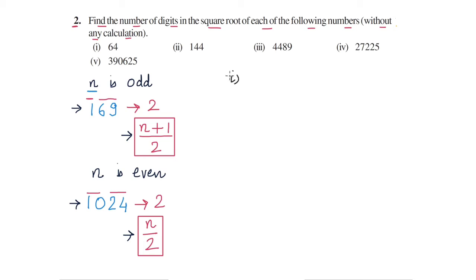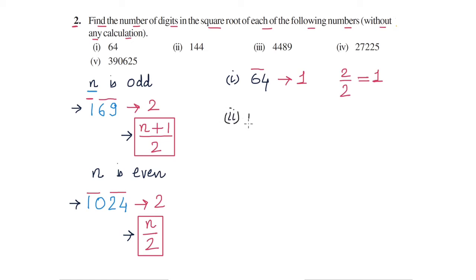So let's do part 1, that is 64. If you put a bar over the pair, we will get only 1 bar, right? So 1 is the number of digits in the square root of 64. And if we check by the general form, we have an even number of digits, so 2 over 2, and on cancellation we get 1. Also we all know the square root of 64 is 8, right?